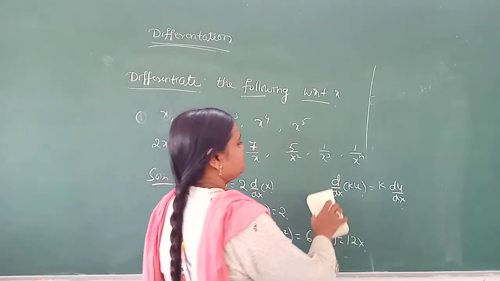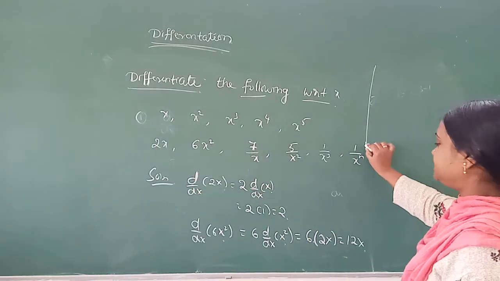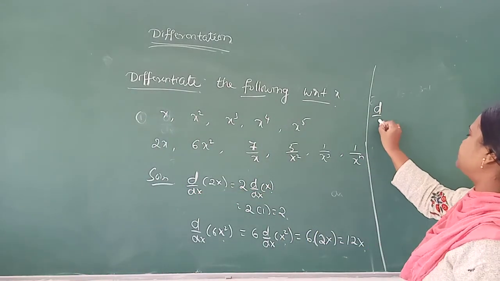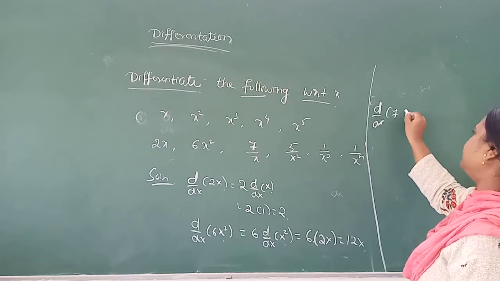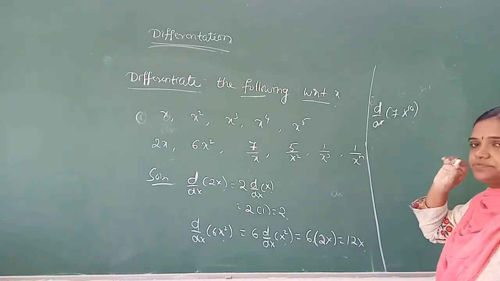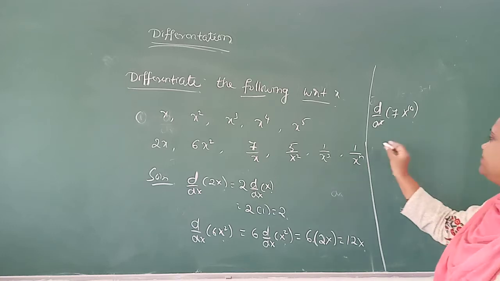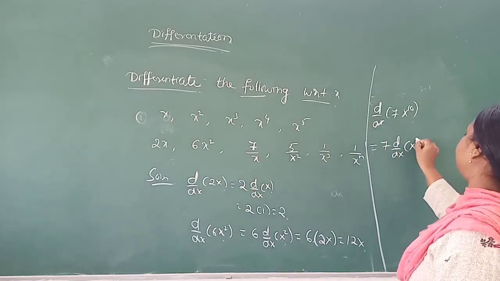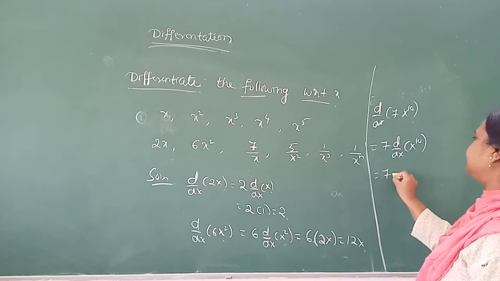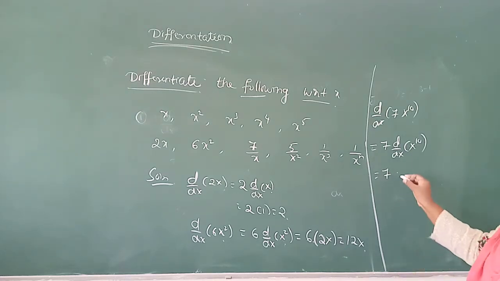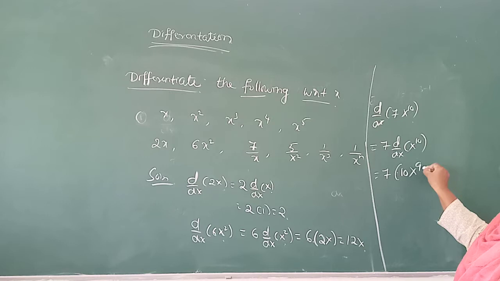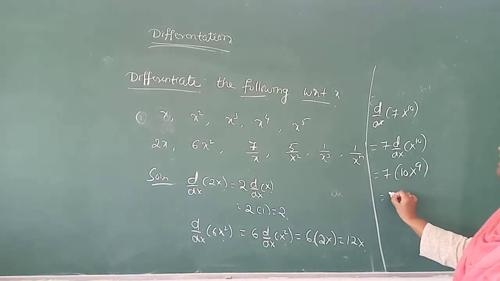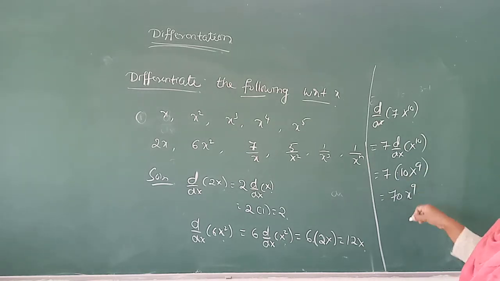Suppose if I take another example, just concentrate here. d by dx of 7x to the power 10. We get 7 as it is, and we write d by dx of x to the power 10. 7 as it is, x to the power 10 can be written as 10x to the power 9. 7 into 10, we get 70x to the power 9.